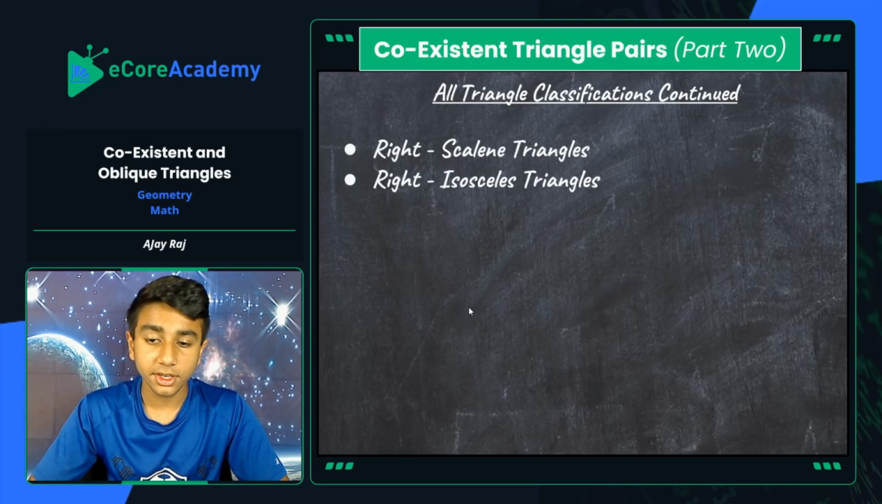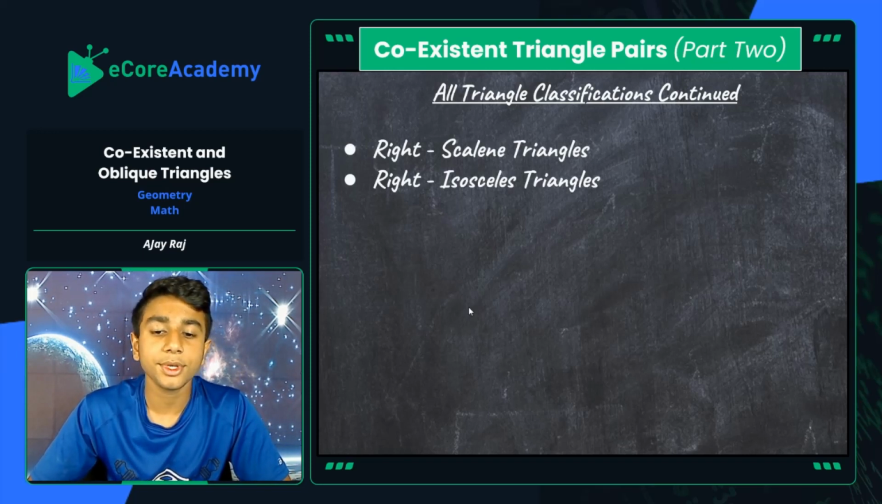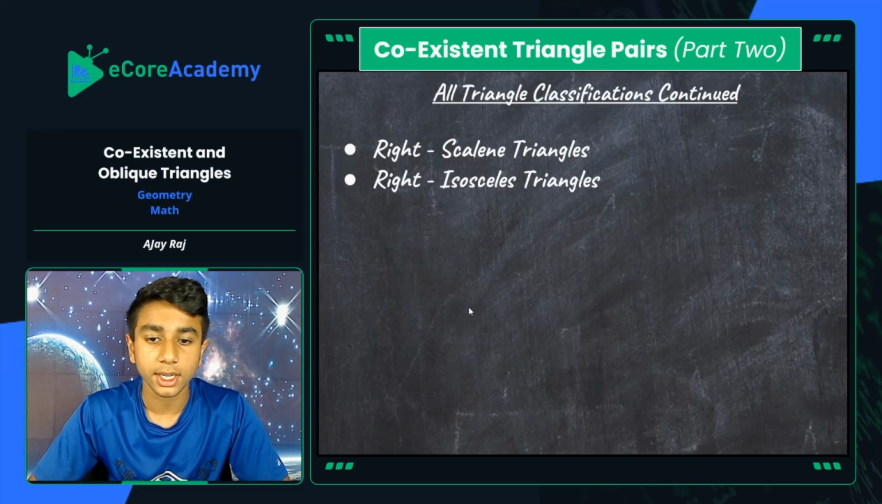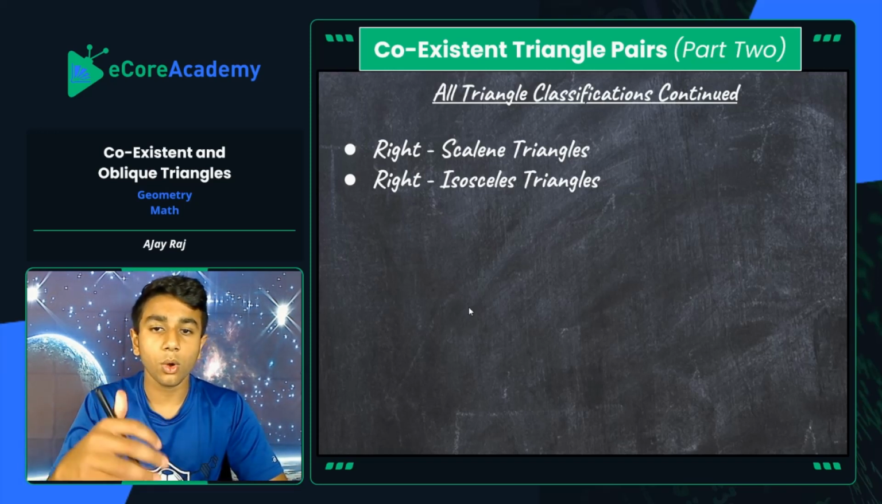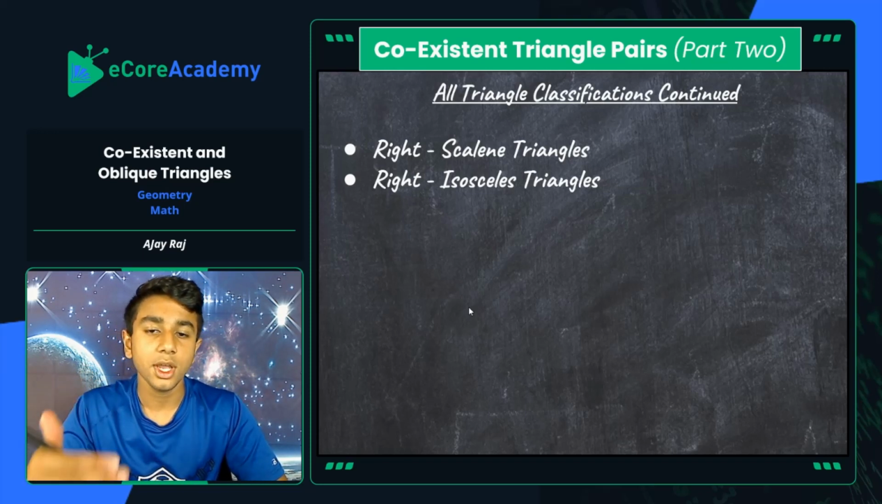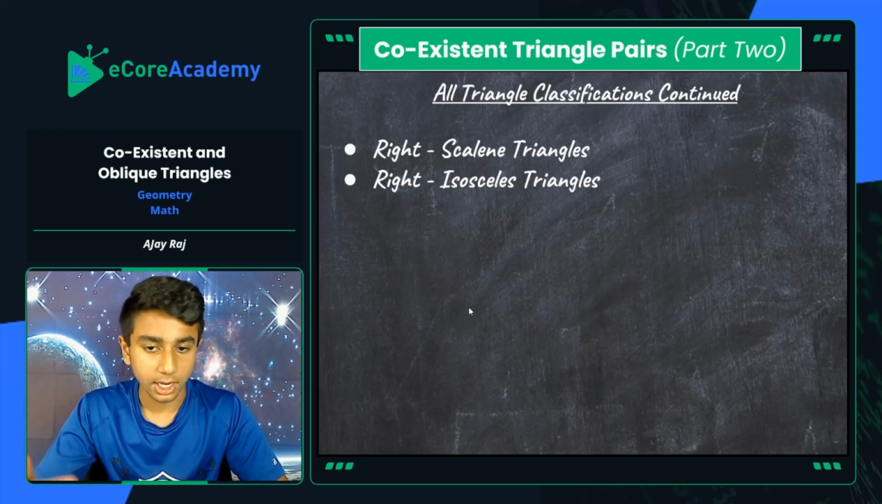So you can have a right scalene triangle and a right isosceles triangle. Notice how I didn't put an equilateral. That's because you cannot have an equilateral triangle that's also a right triangle. An equilateral triangle will always be an acute triangle, and it cannot be obtuse or right. That is due to the fact that an equilateral triangle will always have angles that are 60 degrees, which is by definition acute. So it cannot fall under right or obtuse triangles.